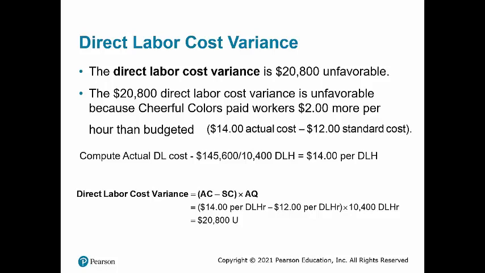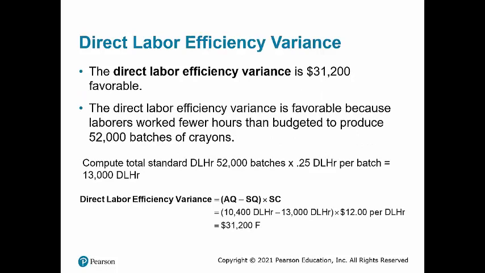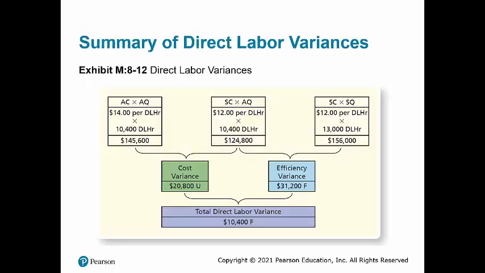The standard quantity of direct labor hours that workers should have used to make 52,000 batches of crayons is 0.25 direct labor hours times the 52,000 batches, or 13,000 total direct labor hours. The $31,200 direct labor efficiency variance is favorable because the workers worked fewer hours than budgeted to produce the 52,000 batches of crayons. So this slide summarizes how Cheerful Colors divides the $10,400 favorable direct labor flexible budget variance into its cost and efficiency components.